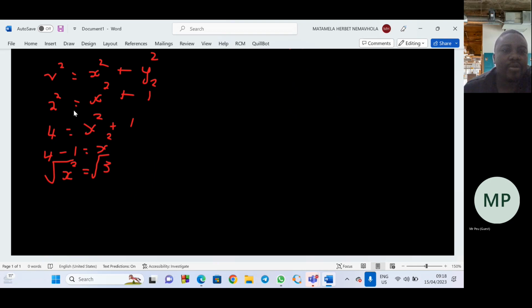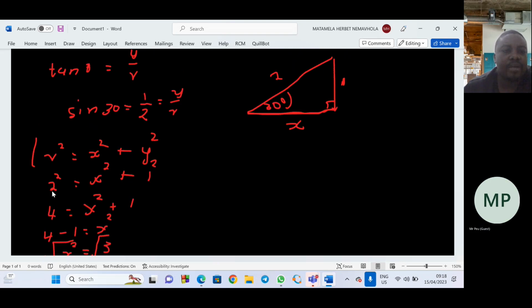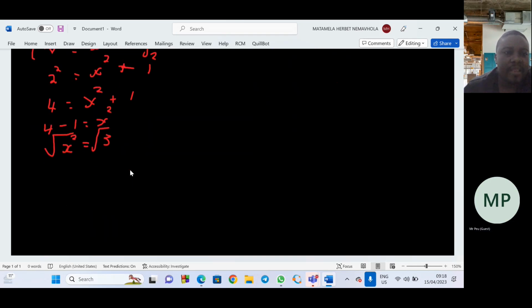Then you're going to use the Pythagoras formula, which states that r squared equals x squared plus y squared. When we substitute the value for r, it's 2 squared, which gives you 4. Then x is just x squared, plus the y value is y squared, which is 1. Then you can take the 1 to the other side. If it's positive, it changes the sign to negative. Then you have 4 minus 1 equals x squared.